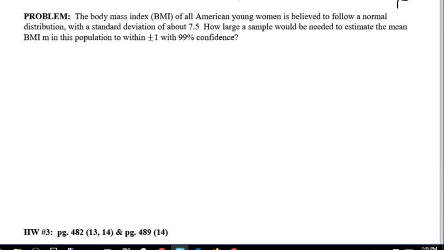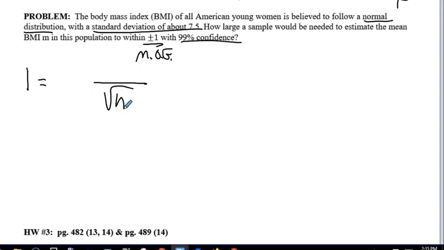Okay, same thing. Body mass index of all American young women is believed to follow a normal distribution. That's nice to know. Standard deviation of about 7.5. How large a sample would be needed, plus or minus 1, that's our margin of error, 99% confidence interval. So this one's really easy. The margin of error is 1. We don't know our t-score yet, we're going to look that up. We don't know the square root of this, but we do know that 7.5 is our standard deviation.